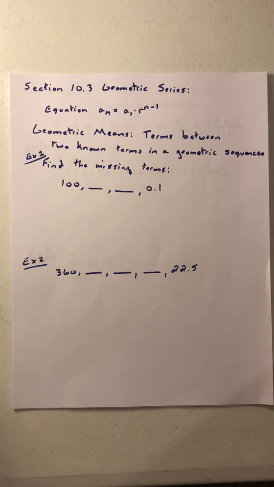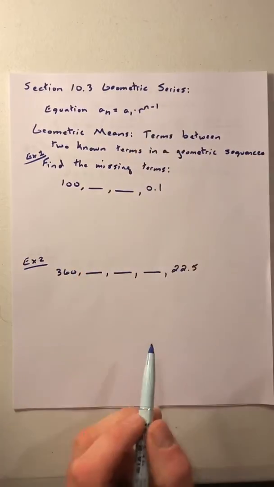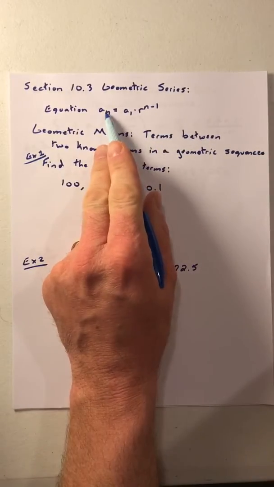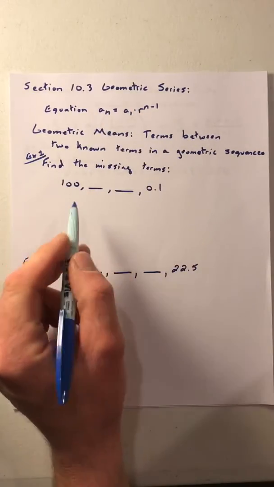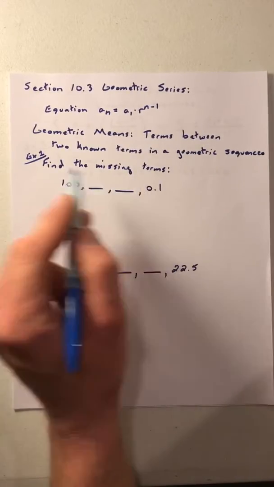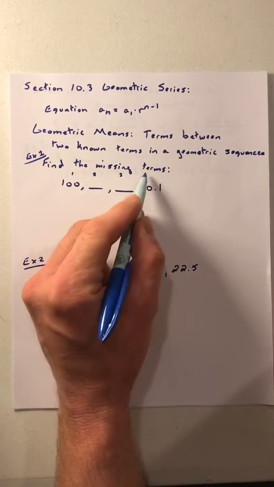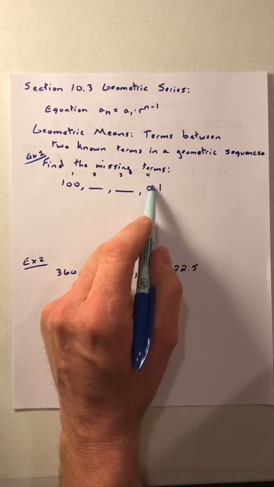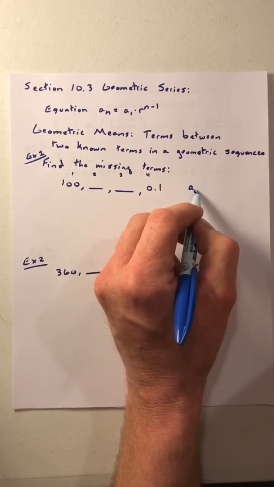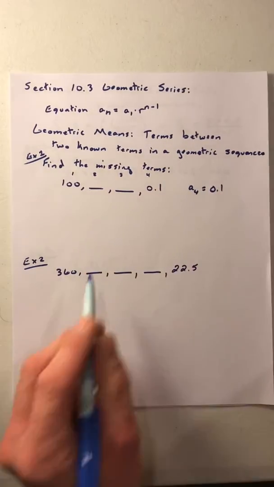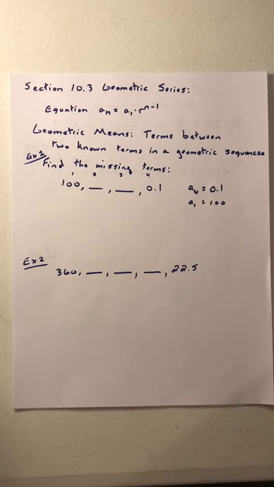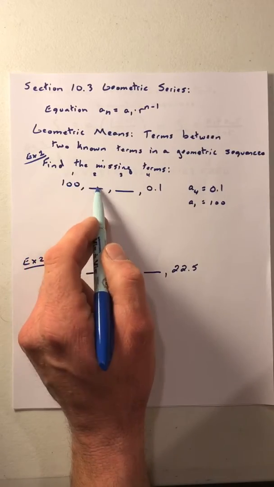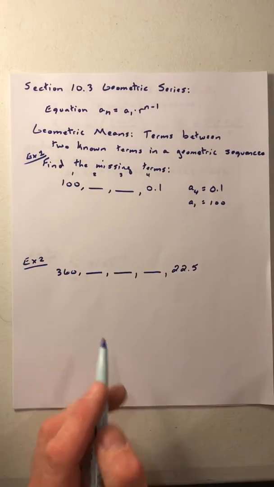In order to find that, we have to be able to find that common ratio. Well, we know that the nth term is equal to the first term times r to the n minus 1. Setting up that equation, we know we have four terms here. This is our first, second, third, and fourth. We know the fourth term, or a sub 4, is 1/10. We also know that the first term was 100. So I can go ahead and find what my common ratio was. And if I know my common ratio, then I can go ahead and fill in my missing terms.